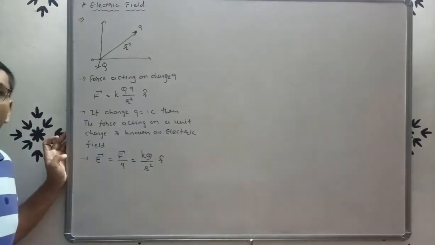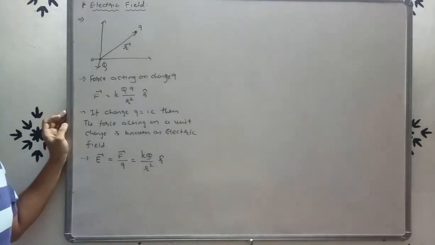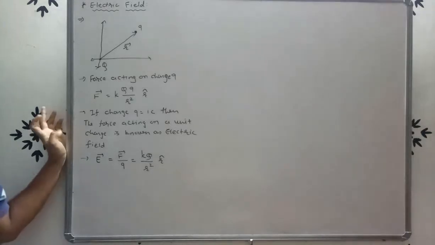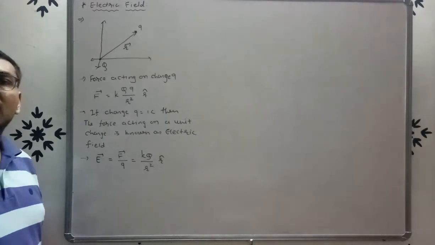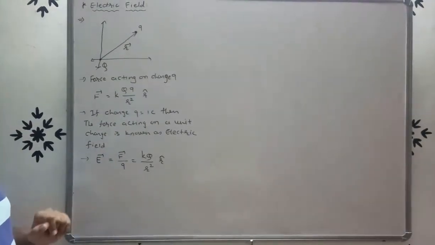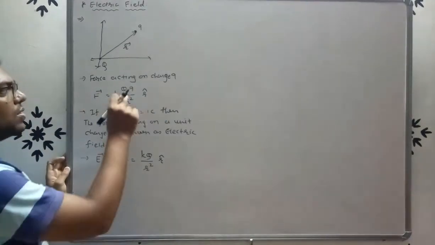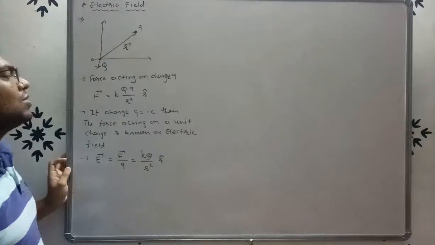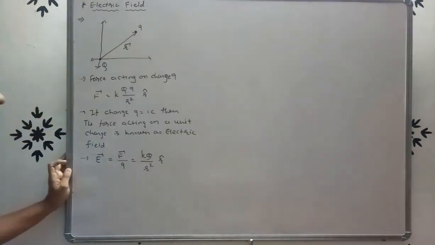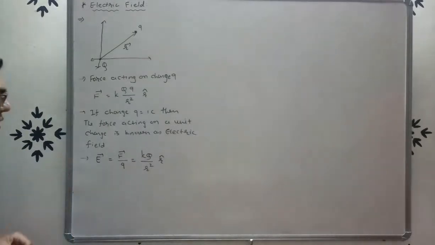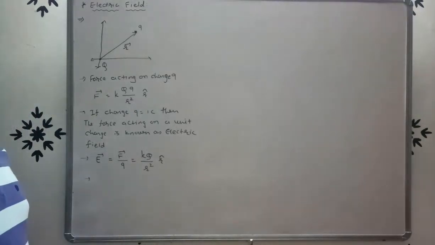Because what is electric field? If charge small q is equal to 1 coulomb, then the force acting on a unit charge is known as electric field. So E is equal to vector F by unit charge small q, right? So the equation is vector E is equal to vector F by q. So here this q goes to the left hand side, so we get vector E is equal to kQ upon r square into r cap, right? Okay, now we know that electric field is a vector quantity.